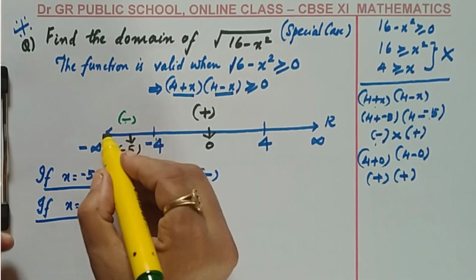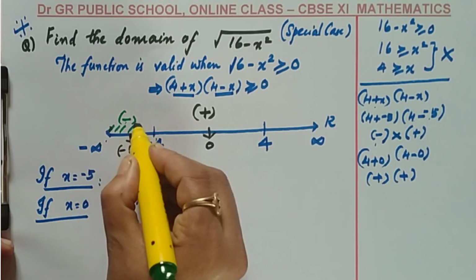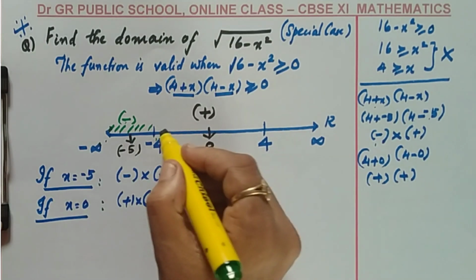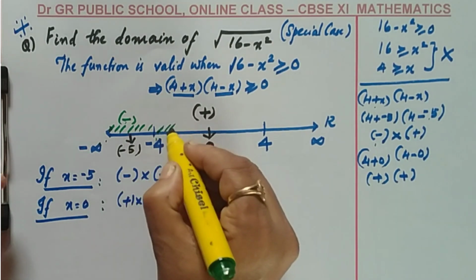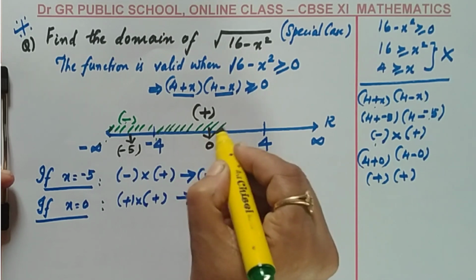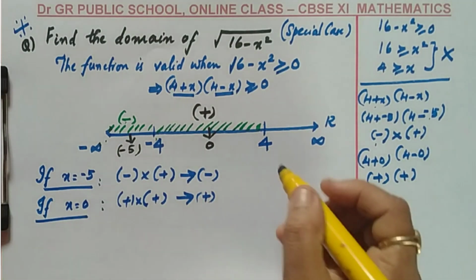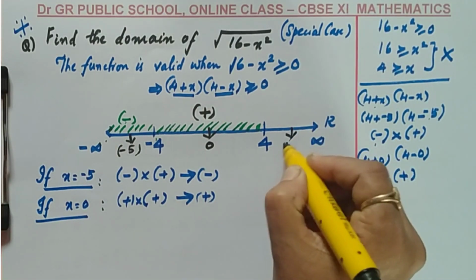So, in the interval minus infinity to minus 4, the function takes negative values, and in the interval minus 4 to 4, the function takes positive values. Now, I need to check the last interval. Between plus 4 and plus infinity, I am going to take the value 5.